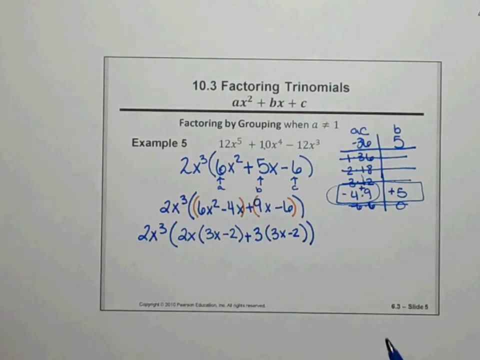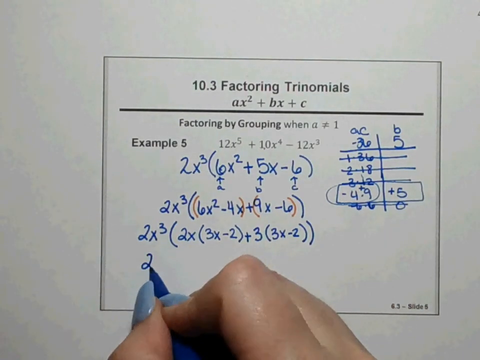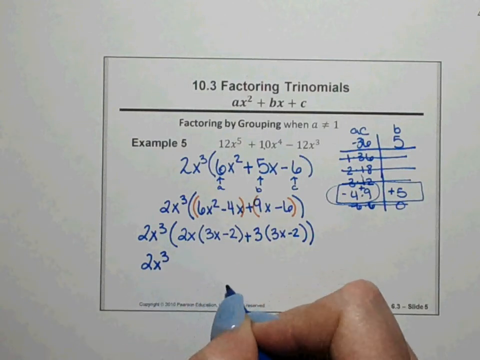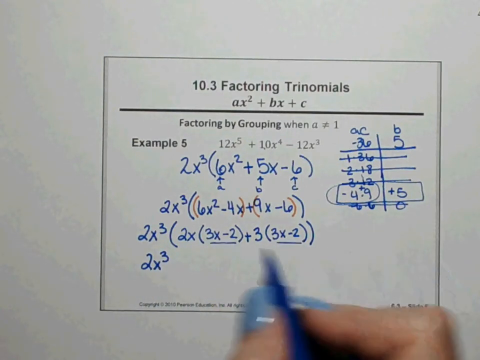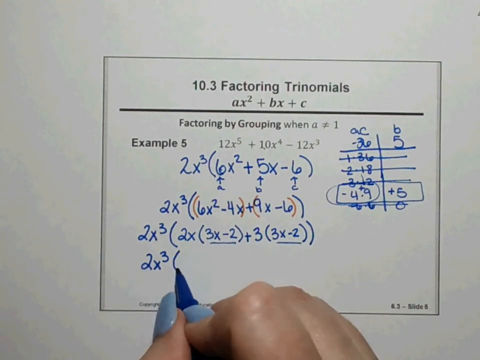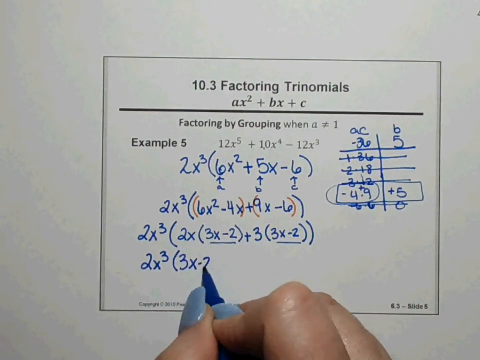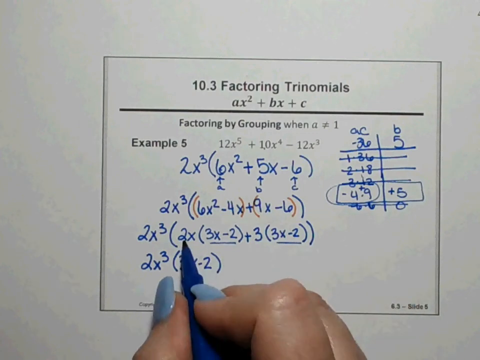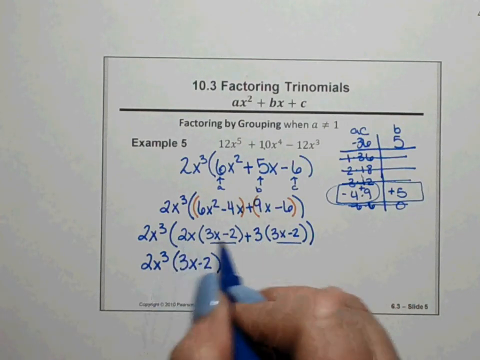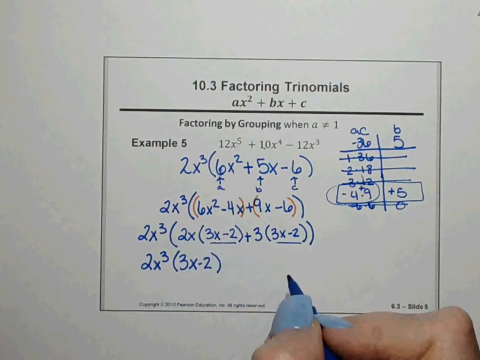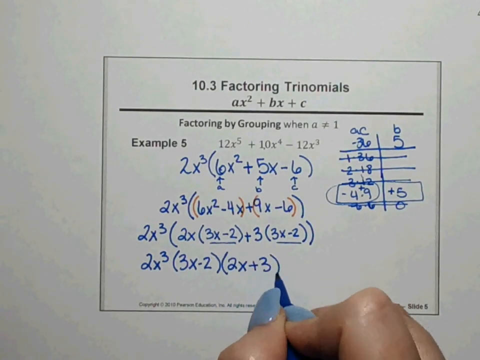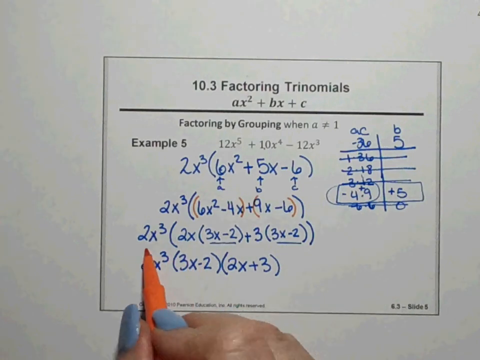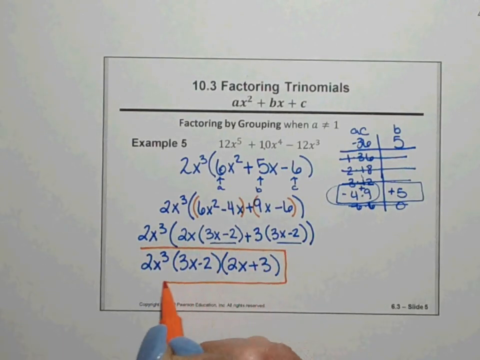Okay, so we know that this is going to stay with us. Our first factored term comes from what's inside the parentheses, those matchers. So that's 3x minus 2. And then our last factor comes from this two terms that are outside of our parentheses. So 2x plus 3. Alright, so that is our final answer.